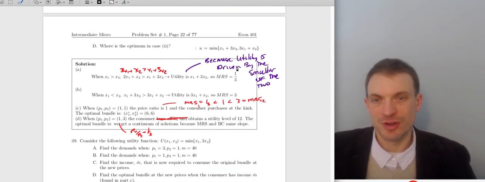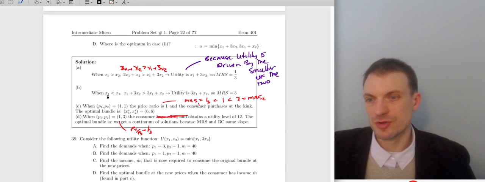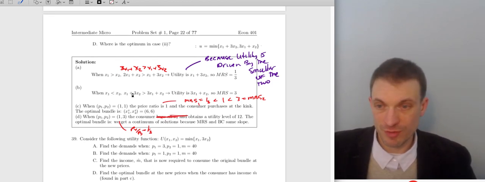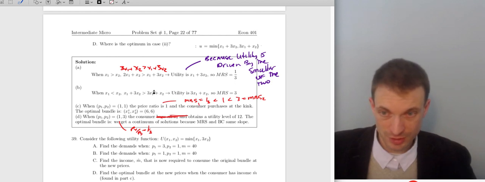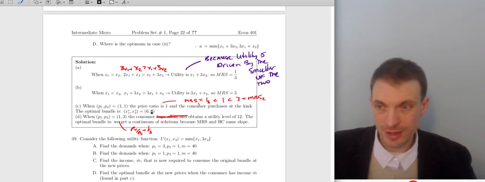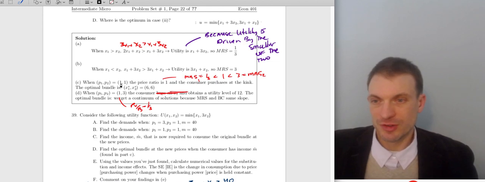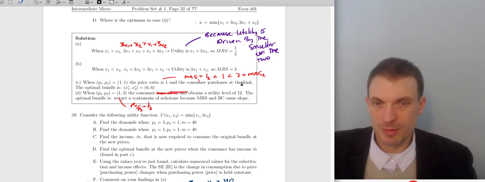So we have an MRS of 1/3. The reverse is true if the bundle has more x2 in it. Then my utility is going to be driven by this portion, and so my MRS is going to be 3. When the prices are 1:1, the price ratio is 1, and the consumer purchases at the kink, the optimal bundle, 6 and 6.